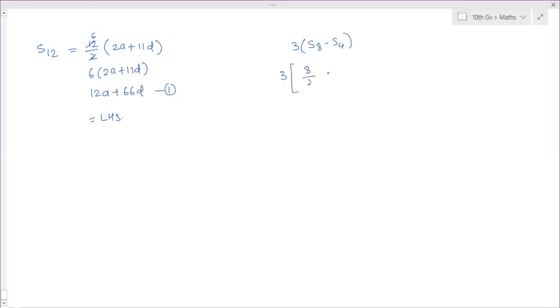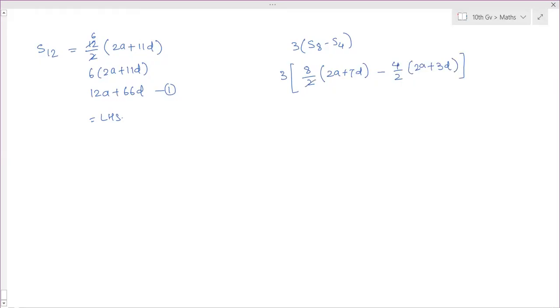S12, it's a regular formula. N by 2, that is 12 by 2, into 2a plus n minus 1, that is 11d, that is 6 into 2a plus 11d. 12a plus 66d is your LHS. RHS, 3 into S8 minus S4. S8 means 8 by 2 into 2a plus 7d, minus 4 by 2 into 2a plus 4 minus 1, 3d.